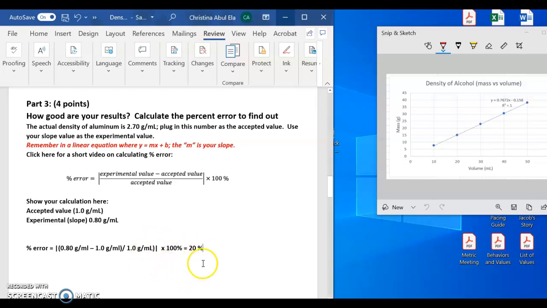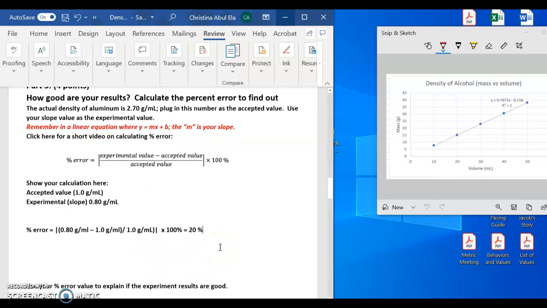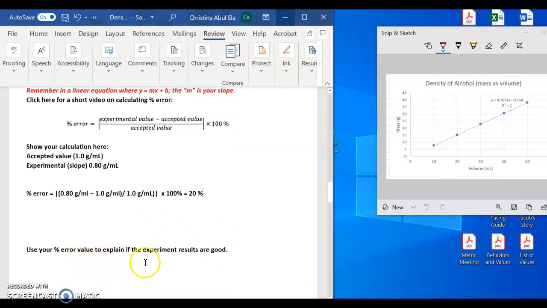If I had to explain this, so my next question down here is use your percent error to explain if the experiment results are good. I would say that this is pretty good, 20% for what we're just doing here. You're going to end up with a percent error smaller than that. So you can say that your percent error was good and explain why, right? So the closer you are to 0, the better it is.